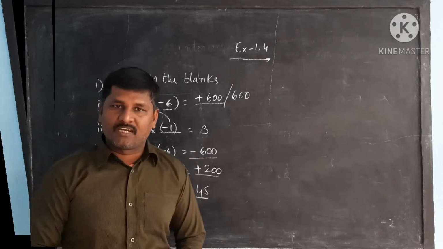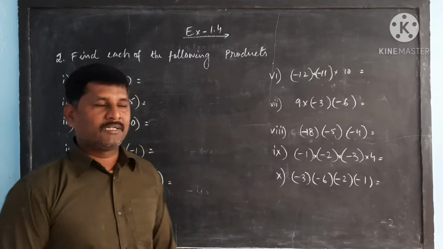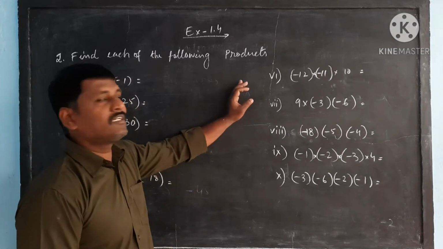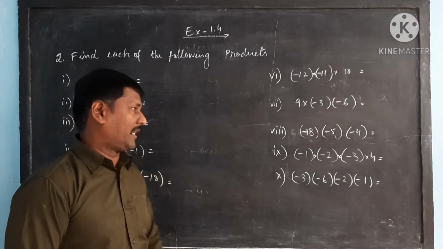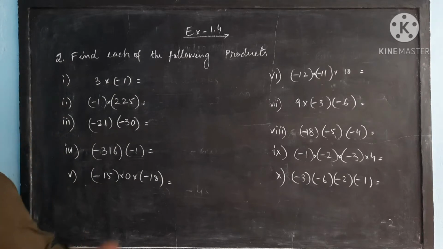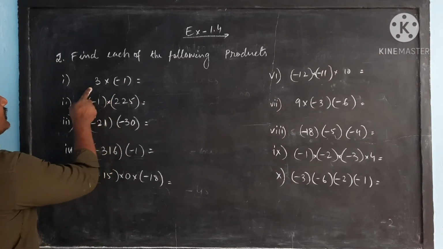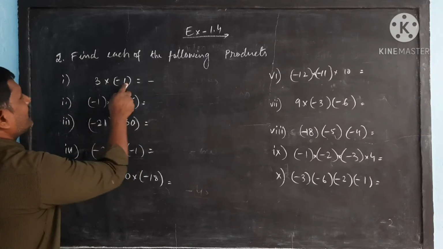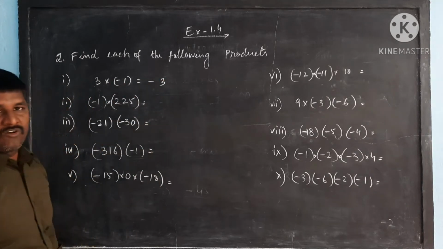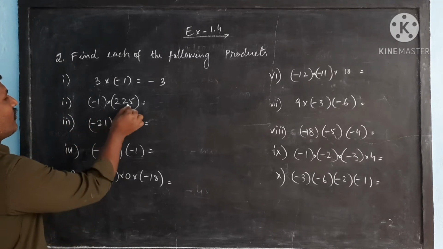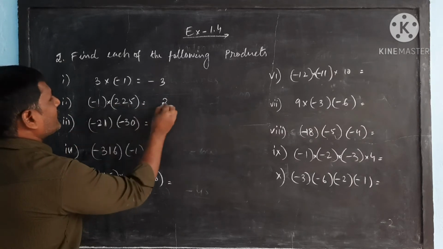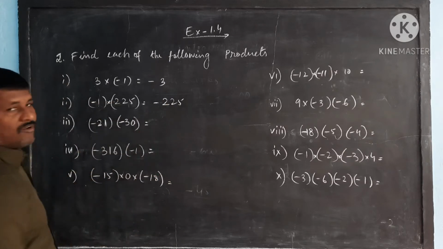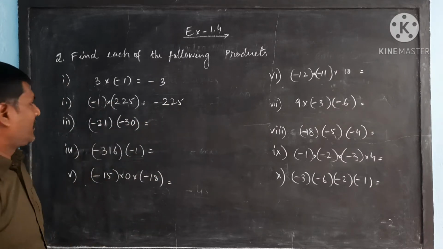Let's move to the second part. In the second part, it is asked to find each of the following products. Product means the result we get after multiplication. Let us multiply the first one. The first one is positive and the second one is negative. As you know, plus into minus you can write minus, so 3 into 1 is 3. The first one is over. Similarly, you can multiply 25 into 9, so 225. Then here it is minus, it is plus. Then you can write a minus because minus into plus is a minus.